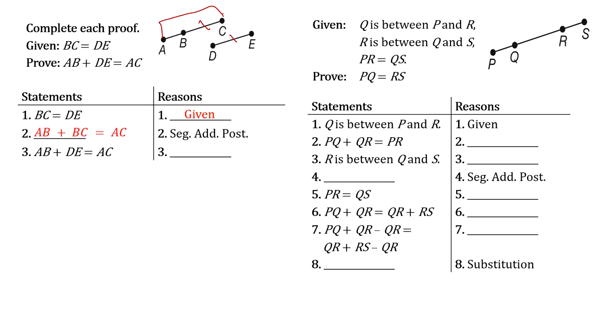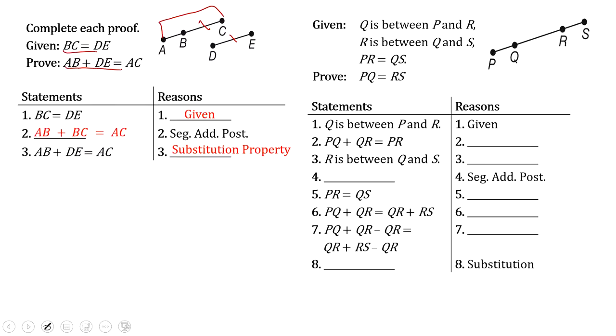That's what we know to be true, that the distance from A to B plus the distance from B to C is going to be the distance of the whole thing. And then they go to what they tried to prove, where we're substituting out BC and DE because they're equal. We have our substitution property for our proof. So, given that, we're able to prove that AB plus DE equals AC.